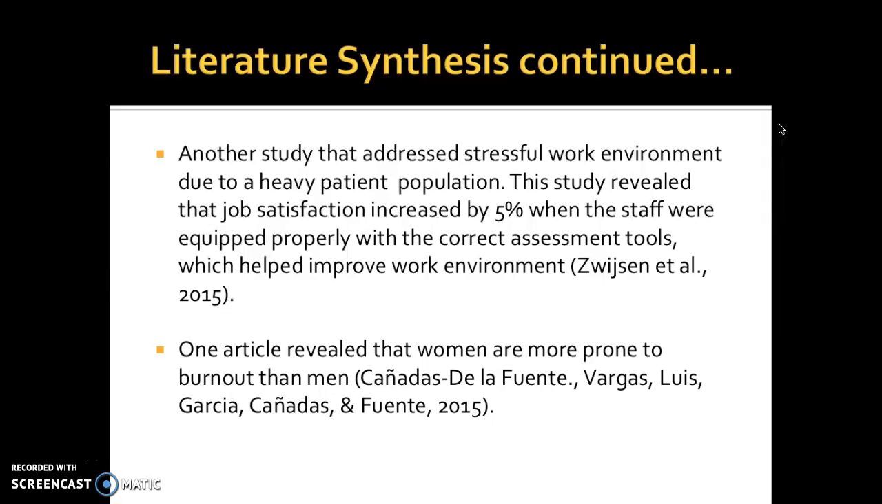Another study addressed stressful work environments due to heavy patient population. This study addressed different treatments and assessment tools that could be implemented to help provide care for dementia patients, which is a heavy patient population. Once those tools were implemented, nursing burnout and job satisfaction were measured by the employees to see if that intervention helped. The study revealed that job satisfaction increased by 5% when the staff were equipped with proper assessment tools to help treat the difficult patient population.